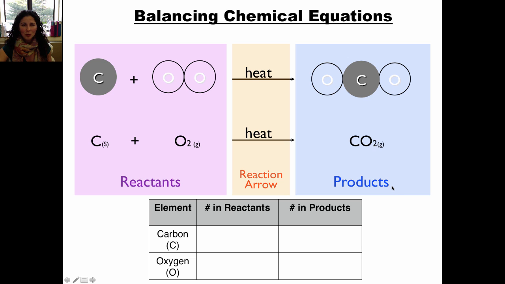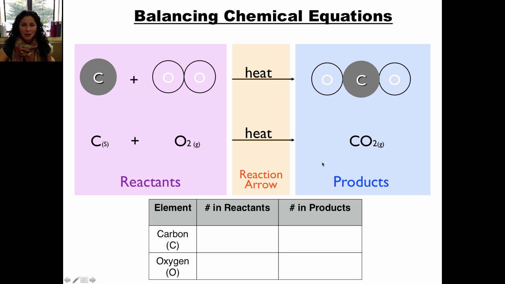To balance a chemical equation, you essentially want to make sure that there are the same number of each type of atom on the reactant side and the product side. So now let's count. This table is to help you keep track. In the reactant side here, how many carbon atoms are there?